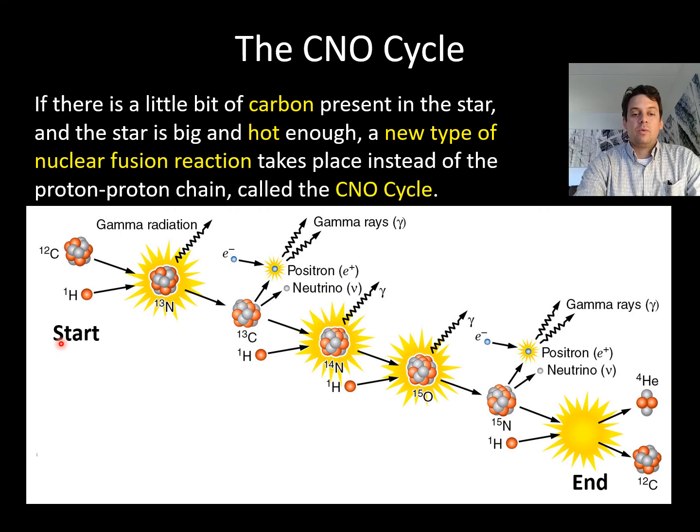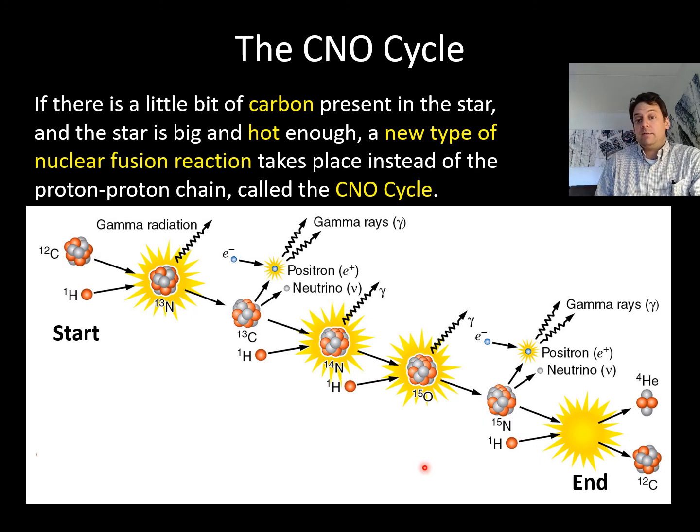Okay, so that leaves us with a carbon-13 nucleus, which then quickly encounters another proton, and it captures that proton, and is thereby transformed into nitrogen-14. Well, that nitrogen-14, and a gamma ray is released. Right? That nitrogen-14 nucleus quickly encounters another proton, is transformed into oxygen-15, which emits a gamma ray in that process. So energy is being released at every step of the way.